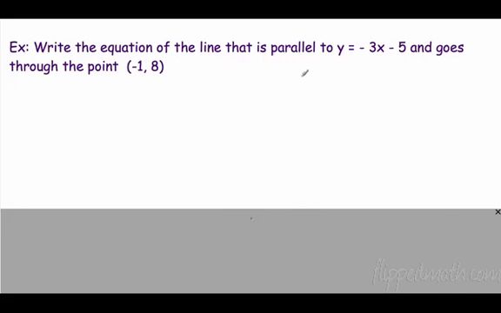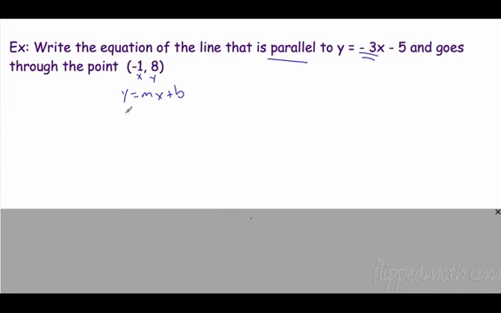Write the equation of the line that is parallel to y equals negative 3x minus 5 and goes through the point (negative 1, 8). Remember, as always, y equals mx plus b. That's our key. So we have an x, we have a y. We usually need 3 out of these 4. What else do we have? Well, we know it's parallel, so what's our slope? Our slope here is negative 3, so it has to be the same, so we're going to use negative 3.